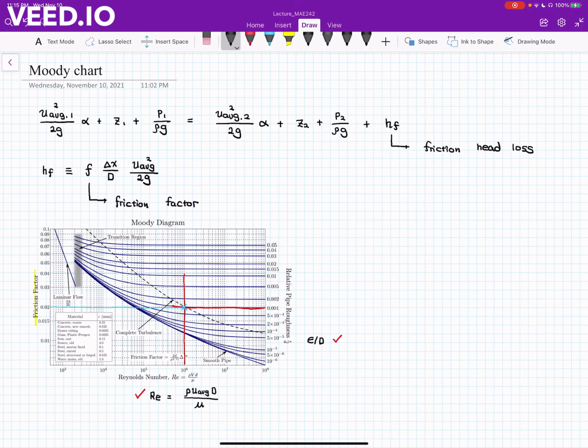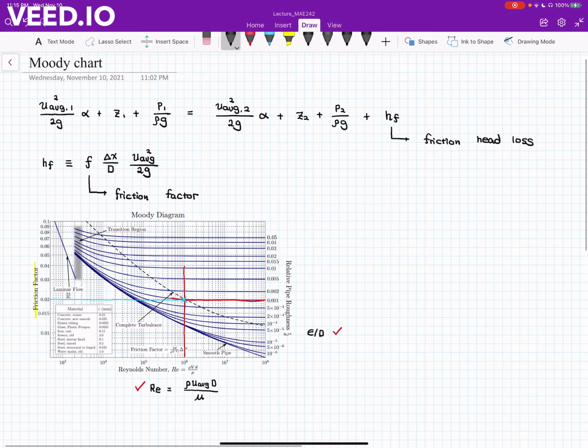So in other words, in this simple example that I did, if the Reynolds number is 1 million and the relative roughness height is 0.001, then my friction factor f, according to the Moody chart, is 0.02.